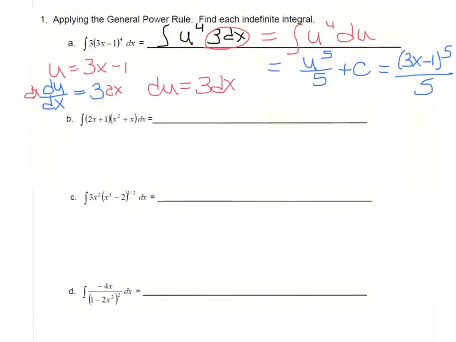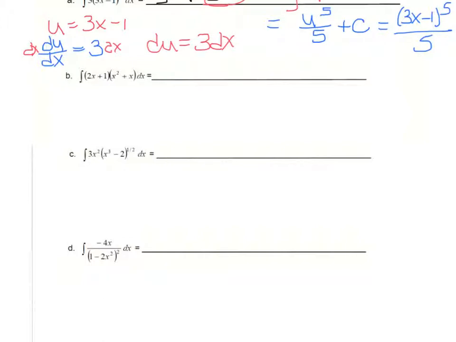Okay, so now for b, to decide which piece of that integrand I'm going to make u, I'm going to think to myself, if I take the derivative of one of them, will I get the other? So for example, the derivative of 2x plus 1 is 2. That is not x squared plus x. But if we take the derivative of x squared plus x, will we get 2x plus 1? And we do.